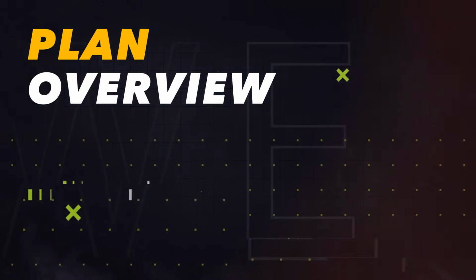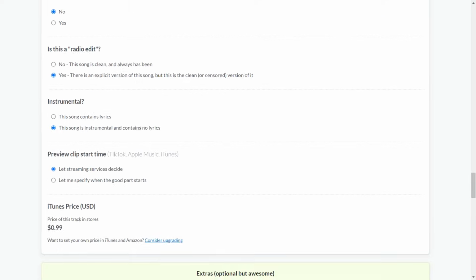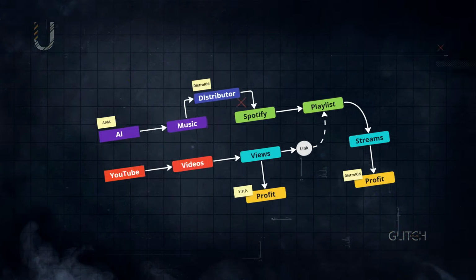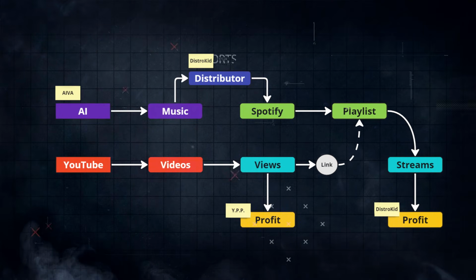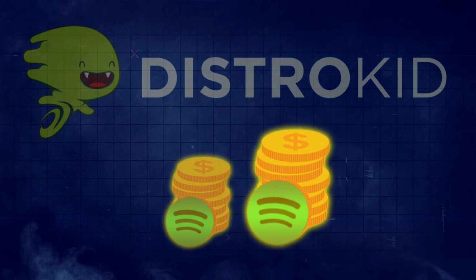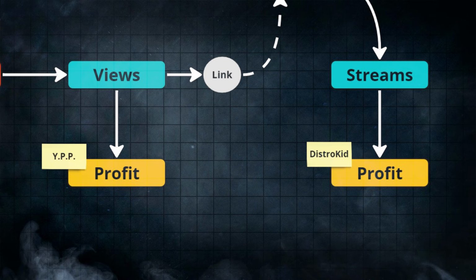That wraps up our plan. You've learned to create AI music and add it to Spotify through a distributor. Now, produce lots of music, distribute it, build a music channel, and upload 1-hour-long music videos for views and drive traffic to your Spotify playlist. Your Spotify earnings are accessible through DistroKid, and you'll generate income on YouTube via their partner program.